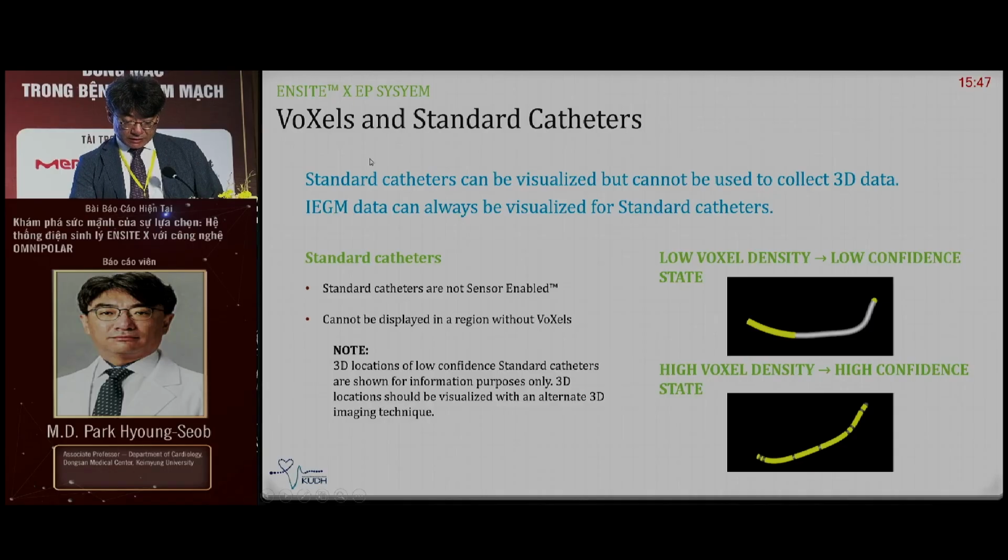When you use the Insight precision system, a standard catheter without the sensor can create the anatomy or get EGM information. But the limitation of Insight X voxel mode is that you cannot do that with a standard catheter. You can collect the EGM or 3D anatomy only from the sensor-enabled catheter. So that is a little limitation with the voxel mode in the Insight X system.